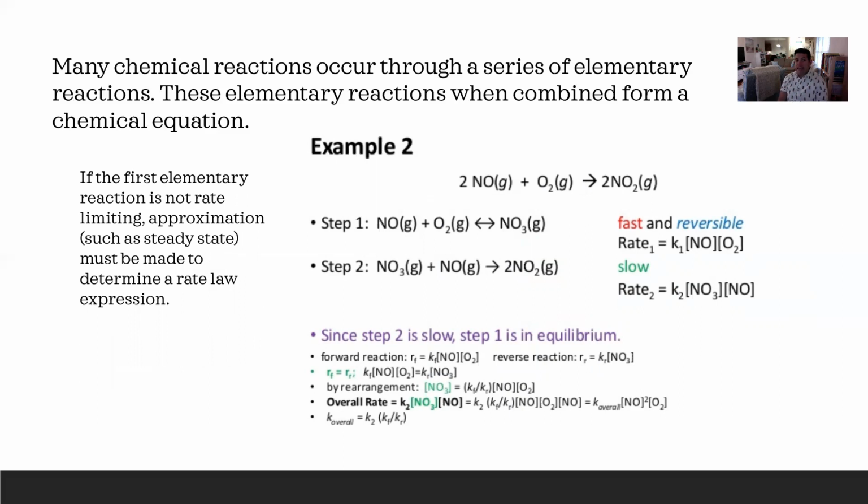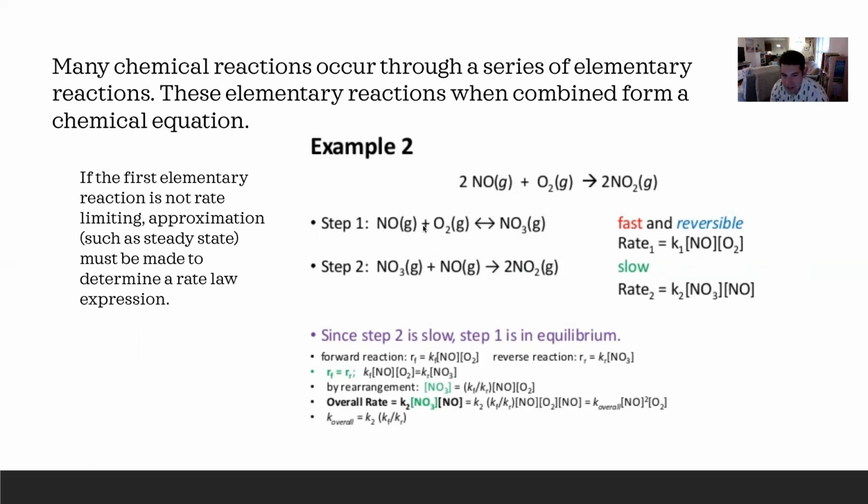All right, so if the first elementary reaction is not rate limiting, right? It's easy when the first step is the rate determining step. It gets a little trickier when it's later on in the mechanism, right? Approximations such as a steady state must be made to determine a rate law expression. All right. So something occurs as well when we get these equilibriums.